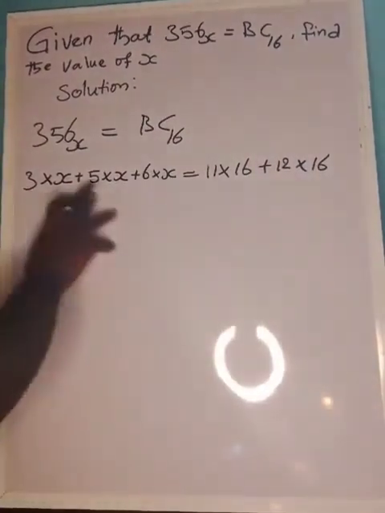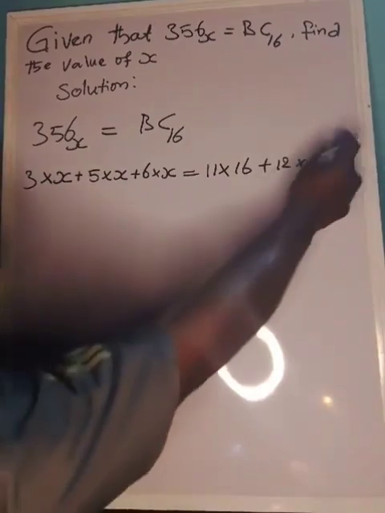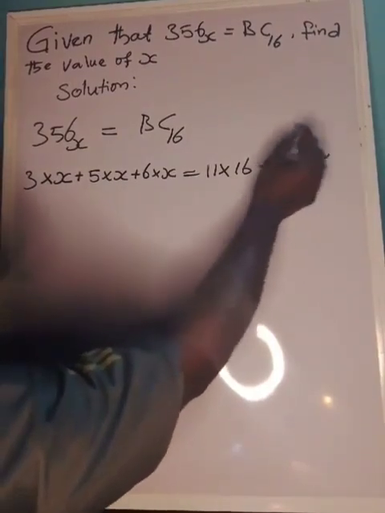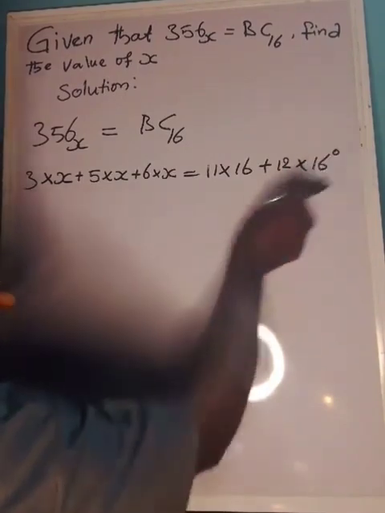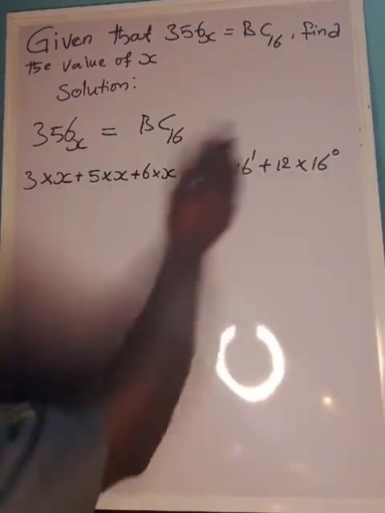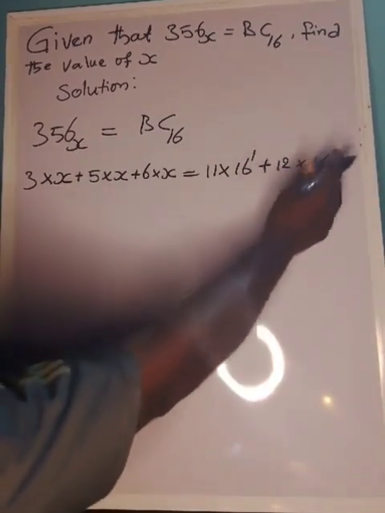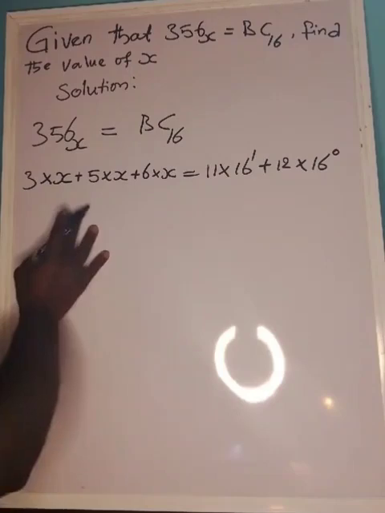Now we are going to write the base with its exponent. So we start from here. The exponent of the first 16 here will be 0. The second one will be 1. You move from the right to the left, and the place value increases as you move from the right-hand side to the left-hand side. Now let's come to the other side.